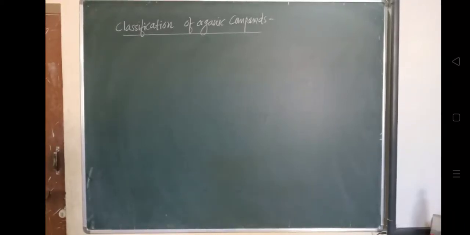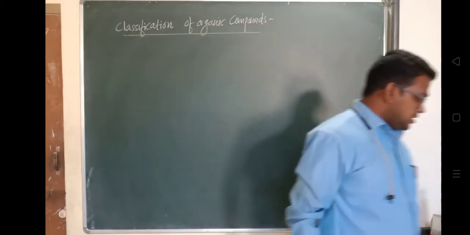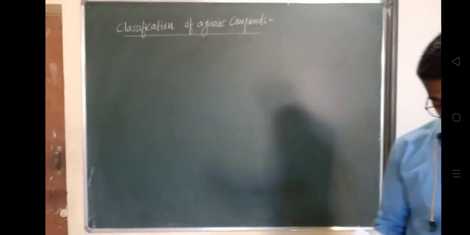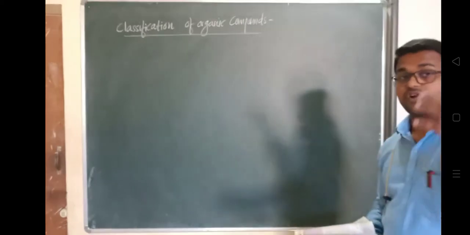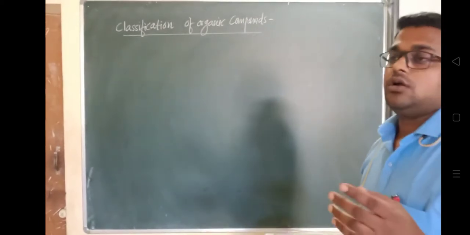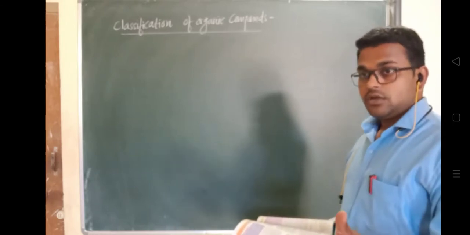So today we'll discuss the classification of organic compounds. Yesterday we saw the classification, and we saw drawing molecules in three dimensions. What are the ways by which we can draw an organic compound on a plain paper?